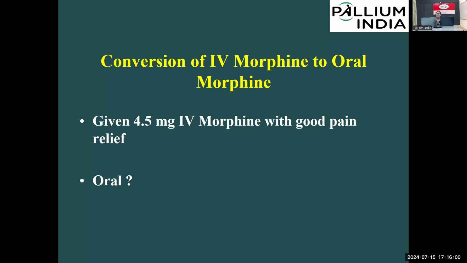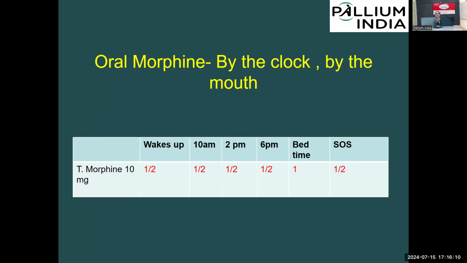So we have 10 milligram morphine tablets available. So we convert the patient to 5 milligram of oral morphine. So the patient's prescription would look like tab morphine 5 milligram every 4 hourly, Q4H, and 10 milligram at bedtime, and 5 milligram as SOS dose, as and when required. So this would be the prescription pattern.